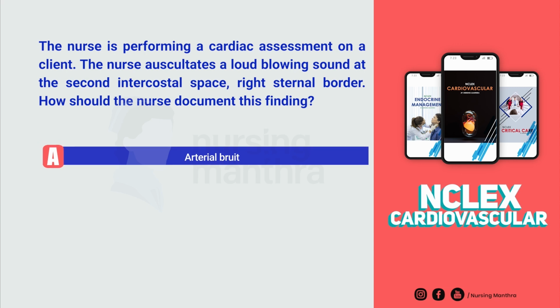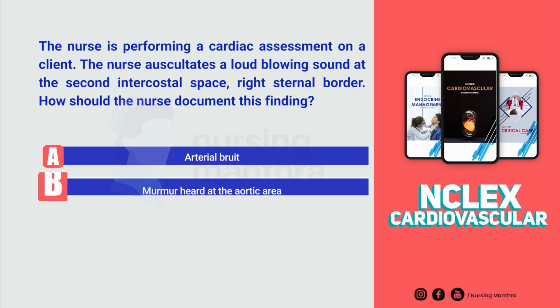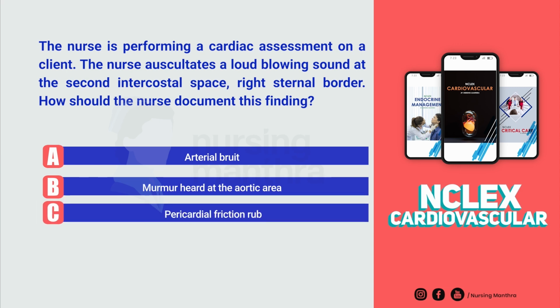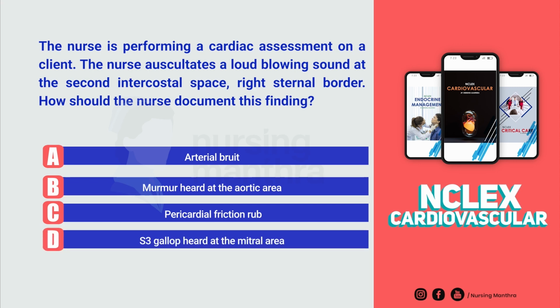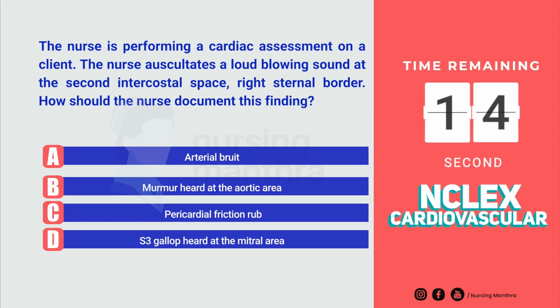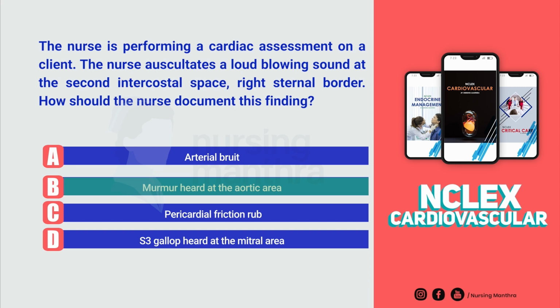Option A, arterial bruit. Option B, murmur heard at the aortic area. Option C, pericardial friction rub. Option D, S3 gallop heard at the mitral area. The answer is murmur heard at the aortic area.